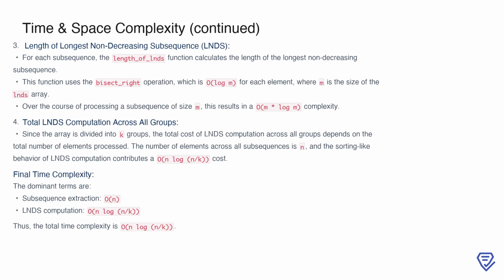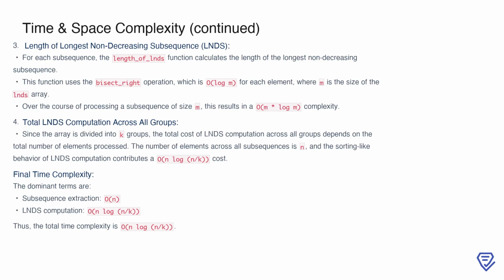Now let's focus on the next major component of the solution, which is computing the length of the longest non-decreasing subsequence, or LNDS, for each subsequence. This is done using the length of LNDS function, which relies on binary search to maintain an LNDS array. Specifically, the bisect_right operation is used to find the appropriate position for each element, and this operation has a complexity of O(log m) per element, where m is the size of the LNDS array at any point. When processing a subsequence of size m, this results in a complexity of O(m * log m) for that subsequence.